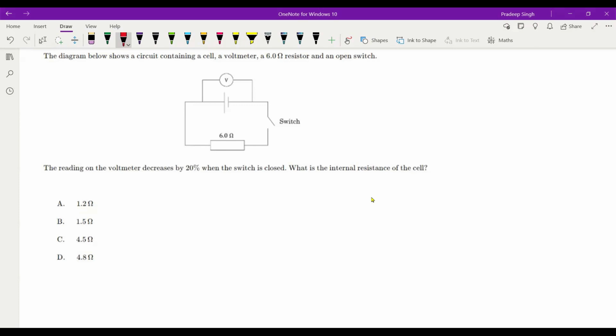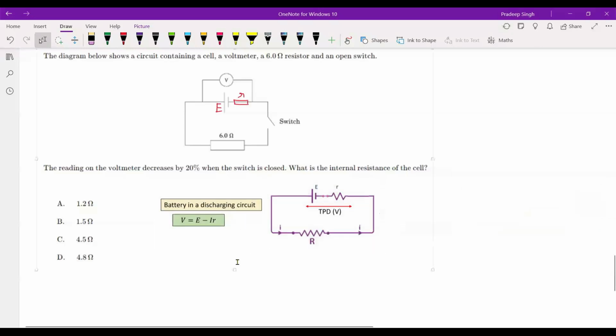So just for the ease of understanding, let us draw the internal resistance of the battery. Let's say r, and let's say E is the EMF of the battery. So the battery is composed of the EMF as well as the internal resistance. Before we solve the question, let's revise the concept of terminal potential difference. So here we go. The terminal potential difference is the potential difference across the battery.